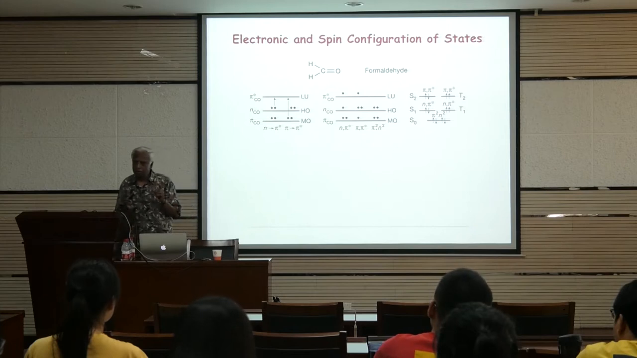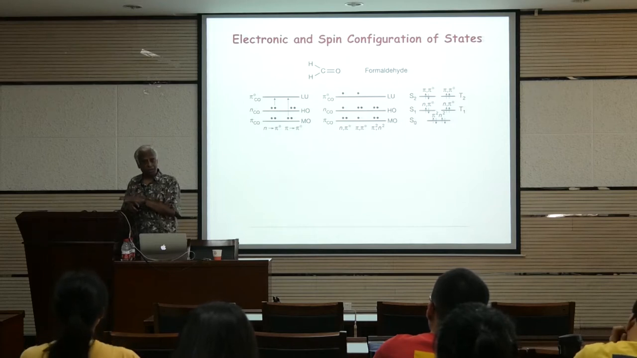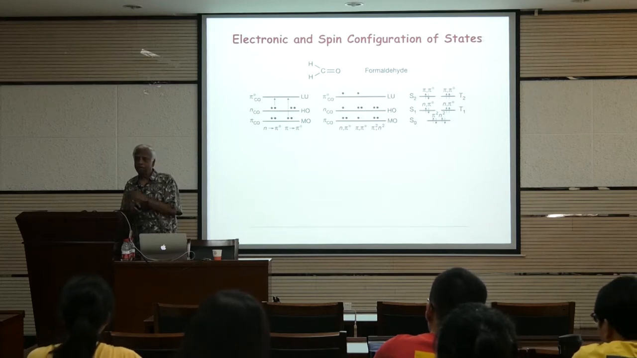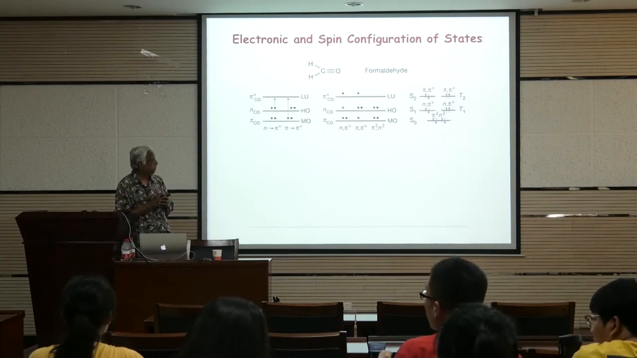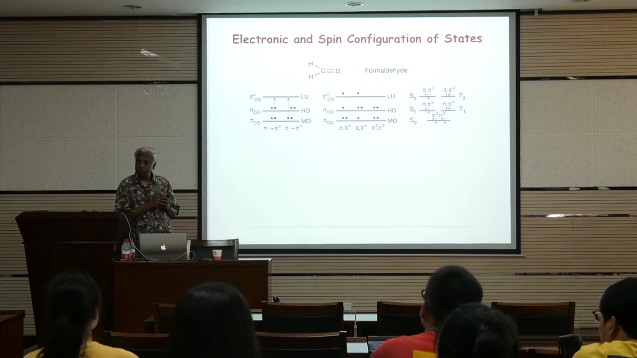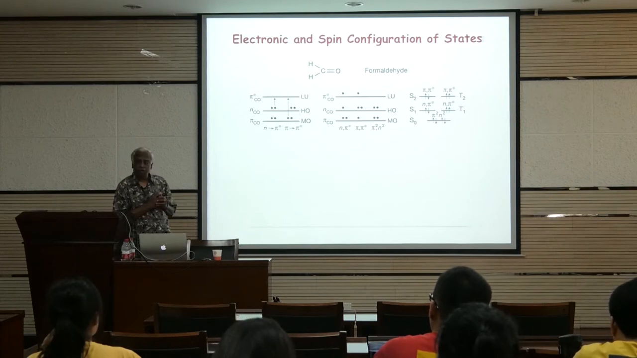So the two electrons are not in the same orbital. If the electrons are not in the same orbital, then they can have a net spin. For example, this electron can be alpha, and this electron also can be alpha. Only if these two electrons are in the same orbital, they will have alpha and beta. This is the formula. I'm just telling you what the possible things are. What will happen, we'll worry about later.